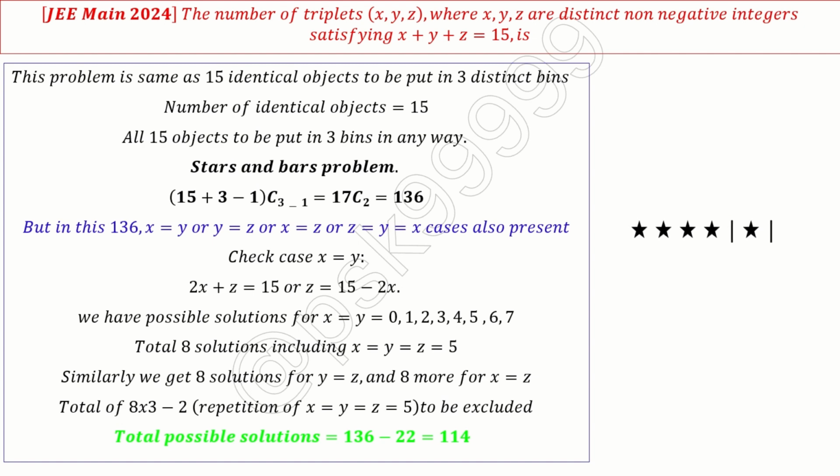So carefully read the question, whether it is expecting distinct non-negative integers or anything else. If it is not stating distinct here, if x, y, z are just simply non-negative integers, the problem ends here. The answer is 136, but it said distinct non-negative integers, so we have to continue, remove all the equal solutions, right? x equal to y, y equal to z, z equal to x, and then all 3 equal, all combinations you have to remove. So the answer is 114. Okay, next.